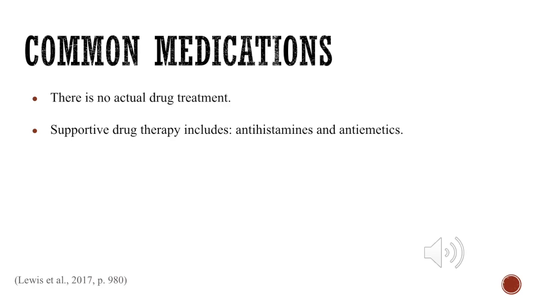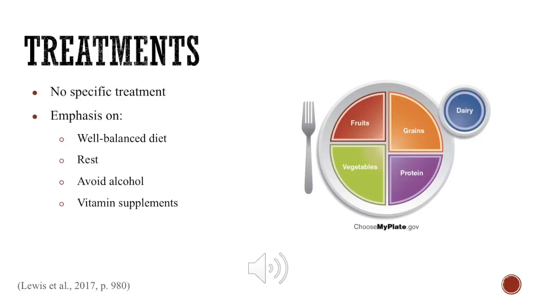Common medications. Acute hepatitis has no actual drug treatment, but does have supportive drug therapy that includes antihistamines for generalized itching and antiemetics for nausea. With the different types of hepatitis, hepatitis B infection will need treatment if there is liver failure or severe hepatitis. With hepatitis C, the patient can be monitored for spontaneous clearance of the infection, and hepatitis A has no drug treatment.